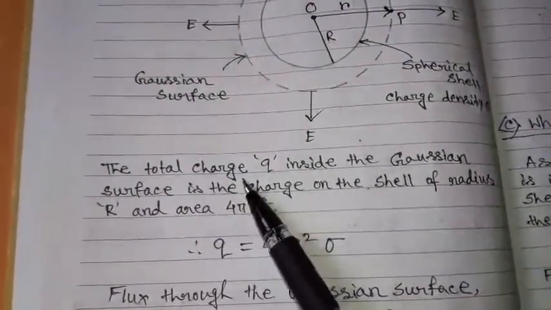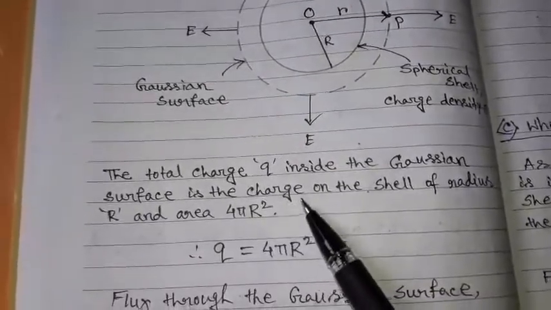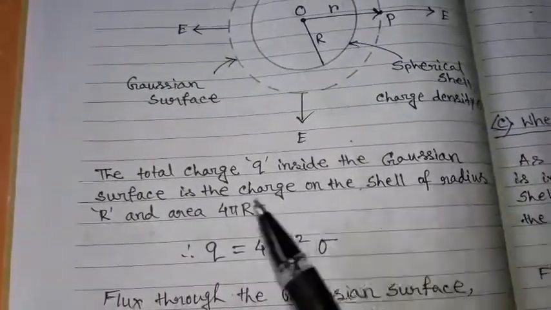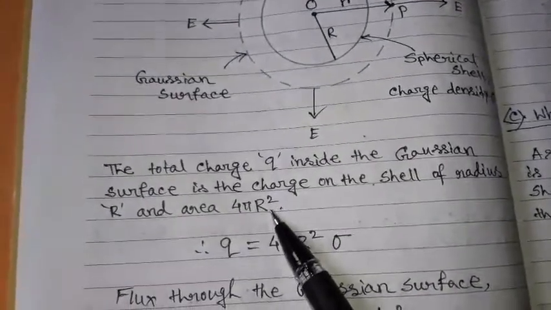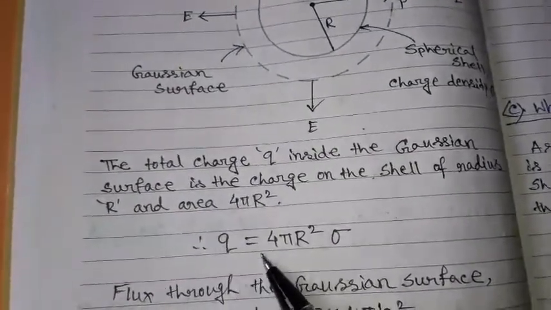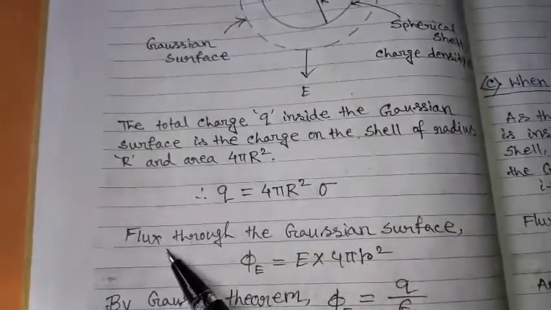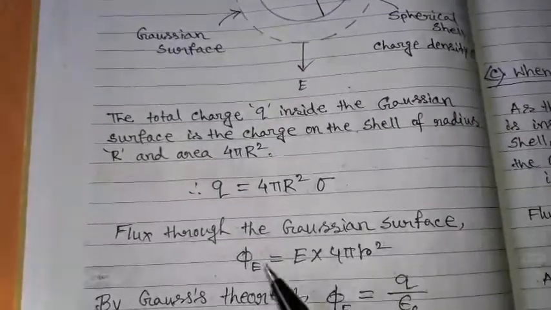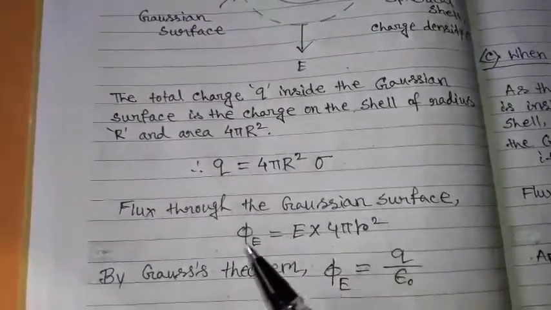The total charge Q inside the Gaussian surface is the charge on the shell of radius capital R and area 4 pi capital R square. So Q equal to 4 pi R square into sigma. Flux through the Gaussian surface phi E equal to E into 4 pi r square.